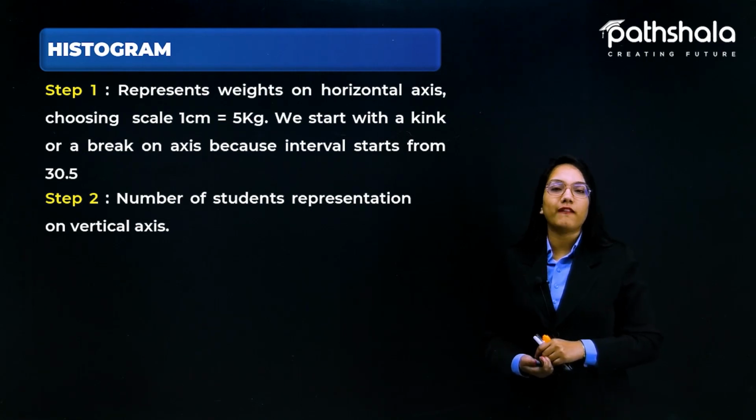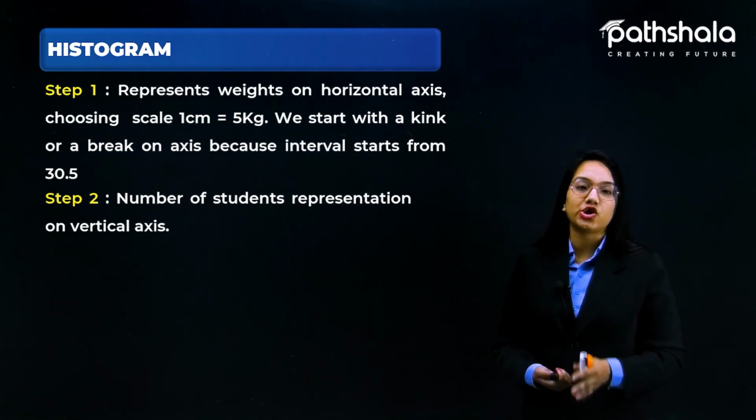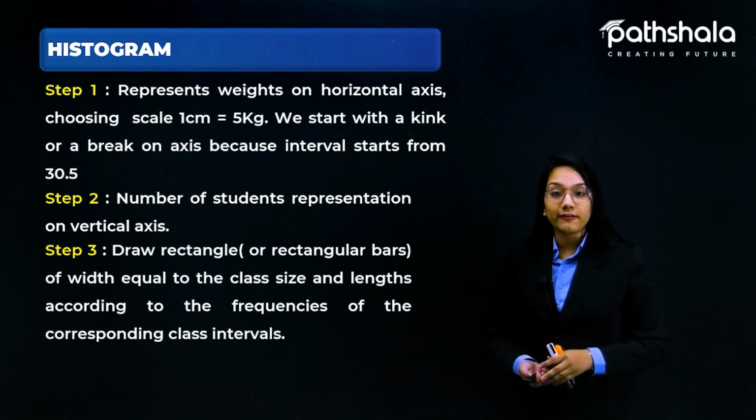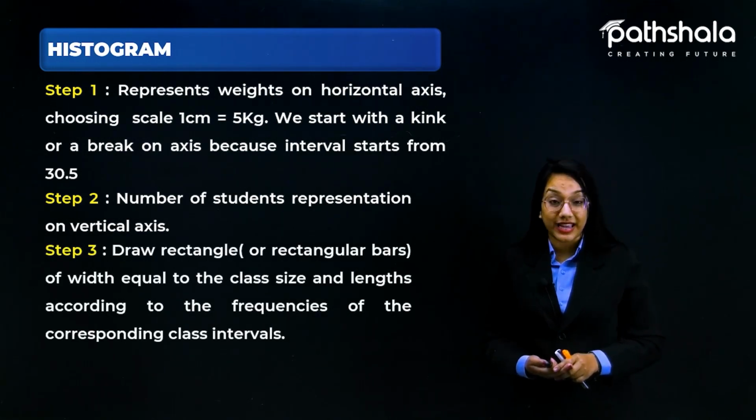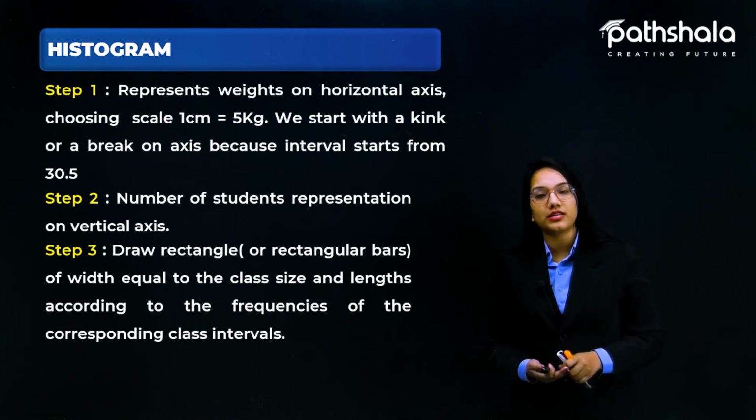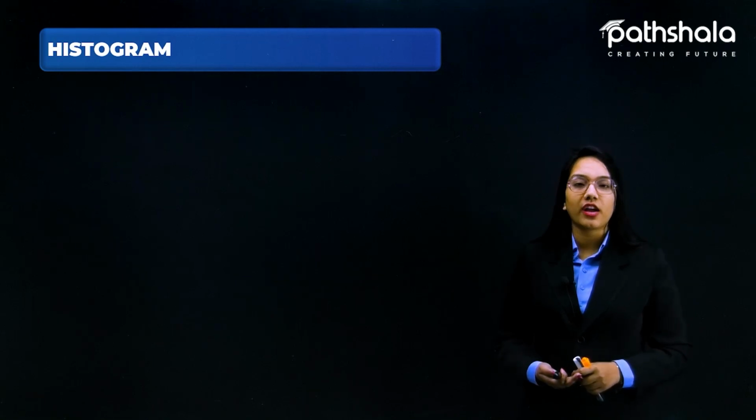Step number 2: we have to represent the number of students on the vertical axis, and then draw the rectangular bars with the width equal to the class size and the length according to the frequency of the corresponding class intervals. So let's see how we can form the histogram.